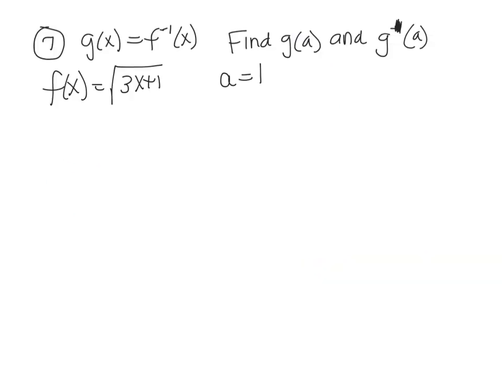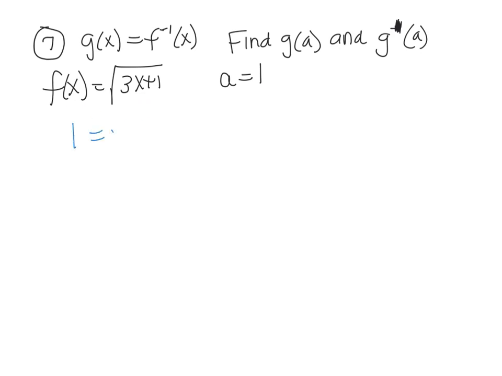One final example. Once again, g of x is equal to the inverse of f. We're asked to find g of a and g prime, so the derivative of g at a. So the derivative of the inverse, and a is 1. F of x is the square root of 3x plus 1. All right, so once again, we know that this is g of 1 equals some value. We need that value. So we're going to set our function equal to 1 and solve.